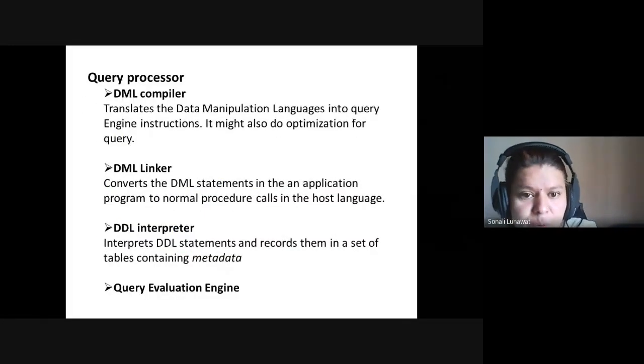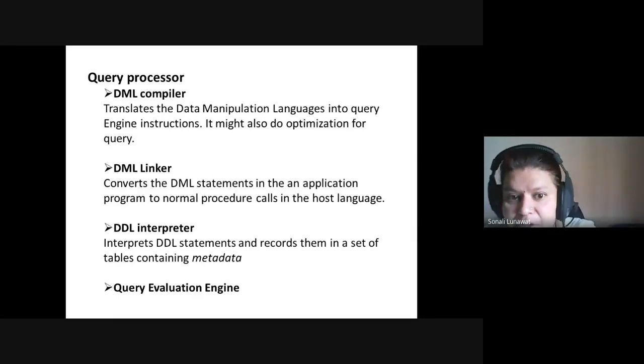Now next comes the query processor. The query processor has a DML compiler, which translates your data manipulation language into query engine instructions. It might also do optimization for the query. I have already told you. DML linker: it converts the DML statements in the application program into normal procedure calls in the host language. So it links with the host language from which you are connecting to the database.